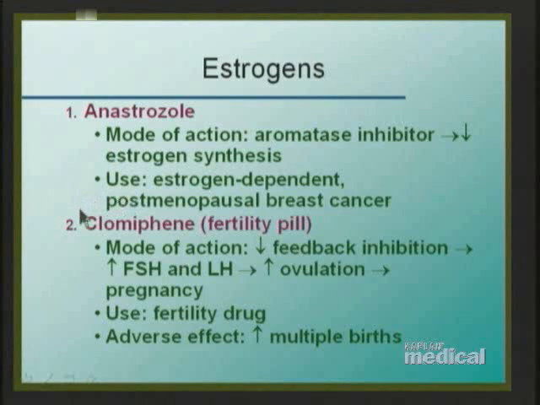Other estrogen antagonists may do it partially, and this is the case for clomiphene. Clomiphene is not used for cancer. It's a fertility pill. Essentially, if you want to have 20 kids at once, take clomiphene. Its mode of action is to decrease feedback inhibition and cause a big increase in LH, the LH surge, causing ovulation and pregnancy. Its adverse effect is seriously the issue of multiple births. When on TV you hear about a pregnant lady giving birth to 6, 7, 8 babies, generally it's because she has been taking clomiphene as a fertility pill.